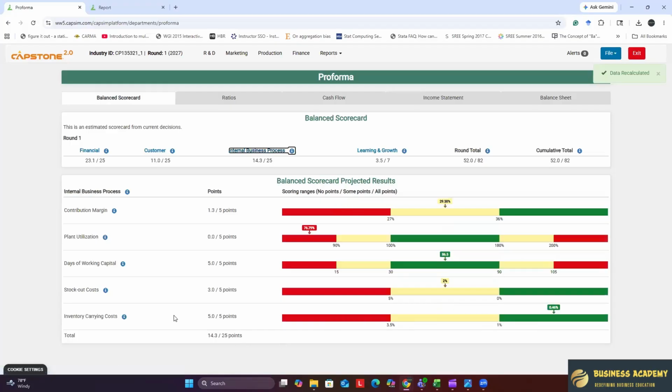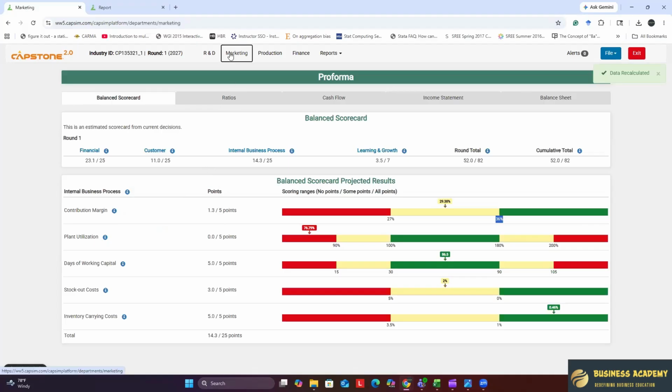Next, internal business process. One of the key aspects is contribution margin. Contribution margin is basically your price minus the cost of goods manufactured, in terms of your material cost, your labor cost, and inventory carrying costs. So you want to keep this high. You want to either reduce your material cost or labor cost or increase your price. That should be 36% or higher. This is very important when you're considering the pricing decisions that you're making.